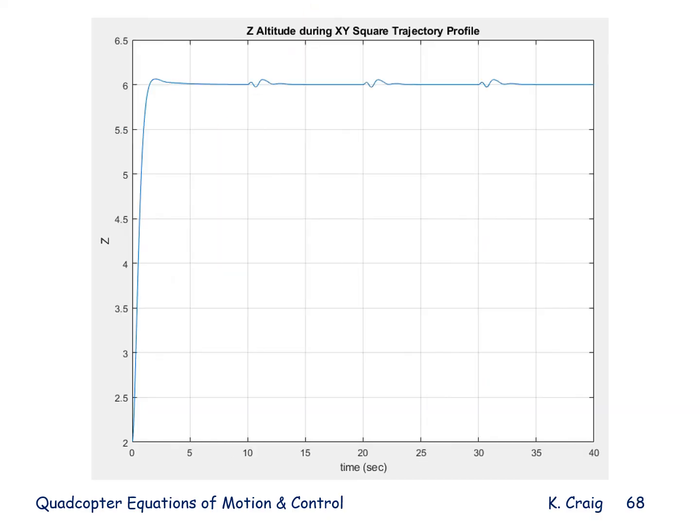This graph shows the Z altitude during the XY square trajectory profile tracking. The z-coordinate initial value is 2, and the final value is 6. And you can see the response to the PD control of altitude, the initial movement to the final desired altitude of 6, and you can see the perturbation at each corner in our square trajectory, as expected.